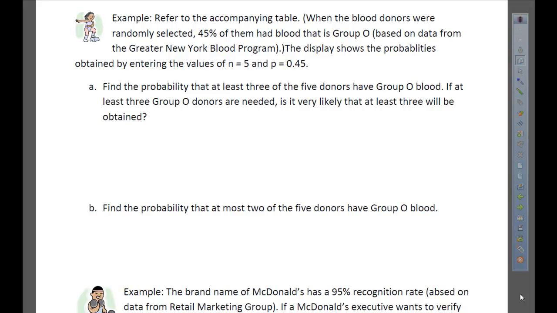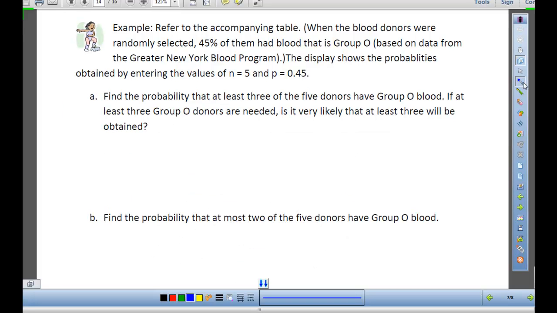Find the probability that at least 3 of the 5 donors have group O blood. Okay, we've already said it's binomial. When we say at least 3, what does that include? Which values of X? Which ones does it include? 3, 4, and 5.